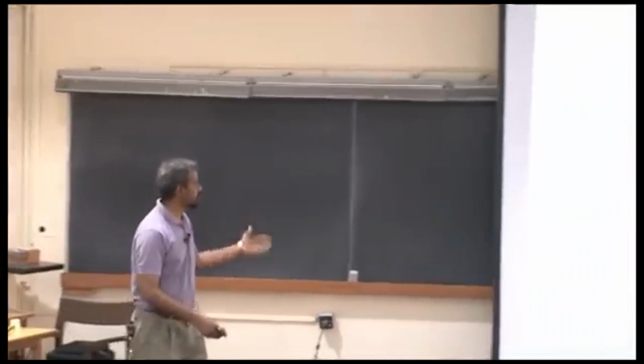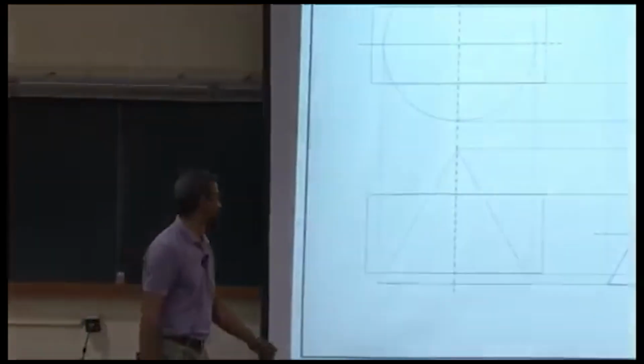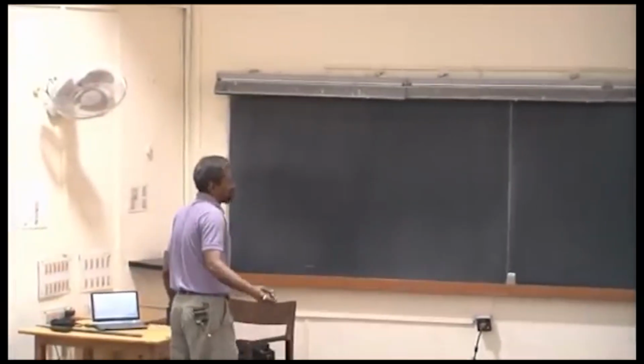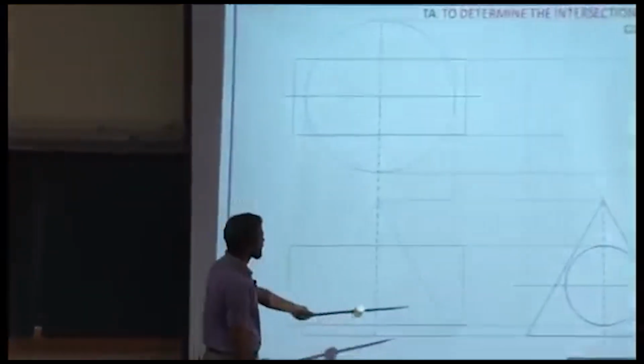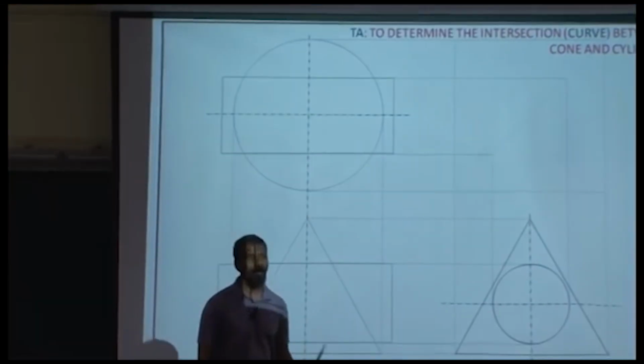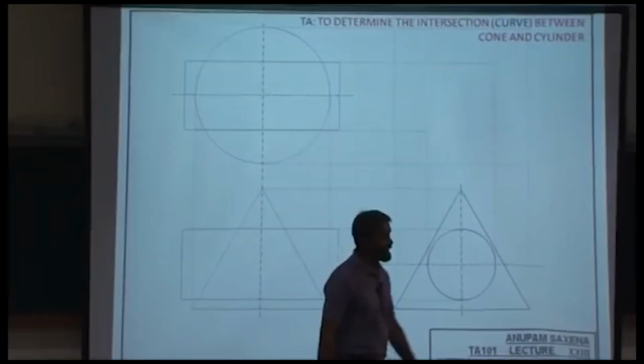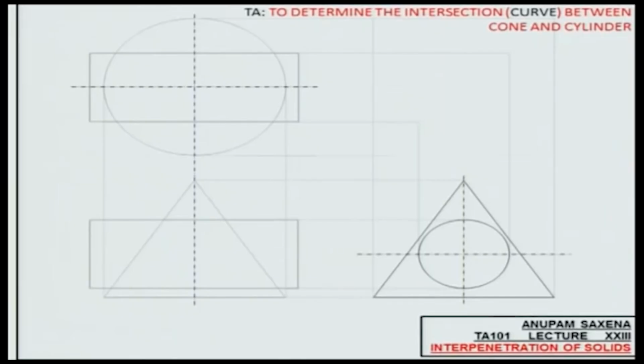given the positions of the cone and the cylinder depicted by these 3 views, it doesn't really matter, first angle or third angle, cone and cylinder here, here, and here. Figure out the intersection curves, or in a single word, the interpenetration between the 2 solids. Okay?